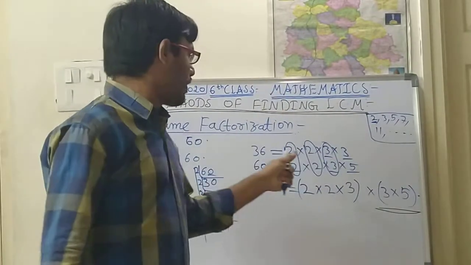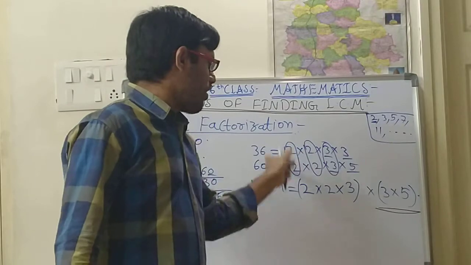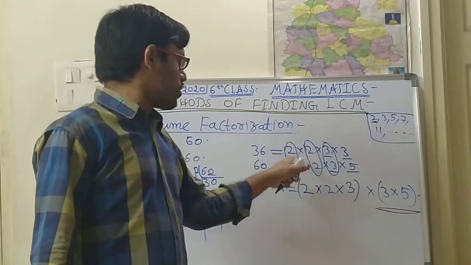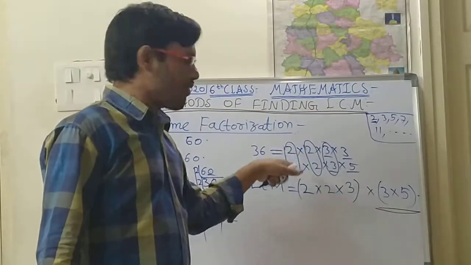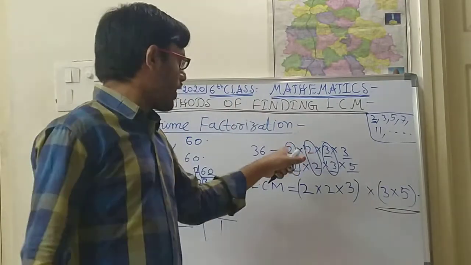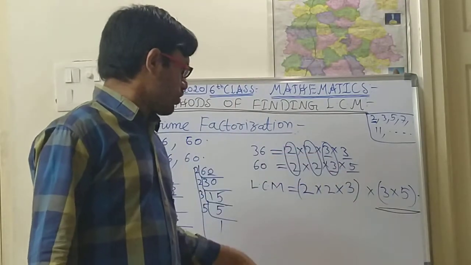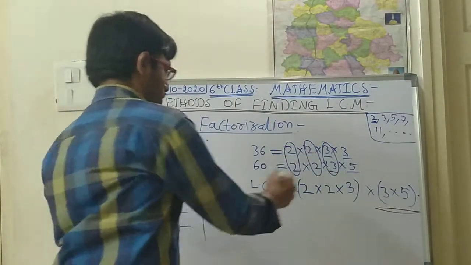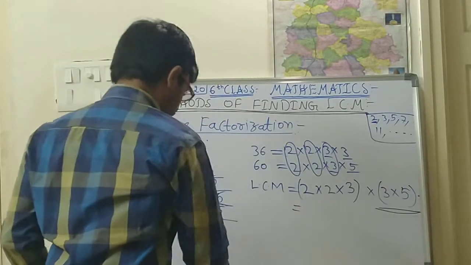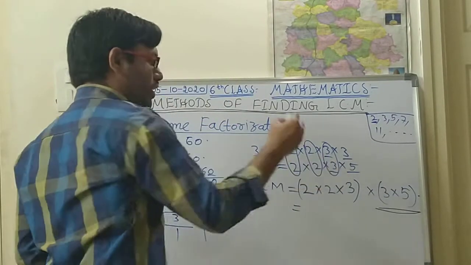That means finally you should consider all the numbers. If there are any common pairs, you should take only one of them; again, you should not take all. Okay, so this is the process. Now you should do the multiplication.